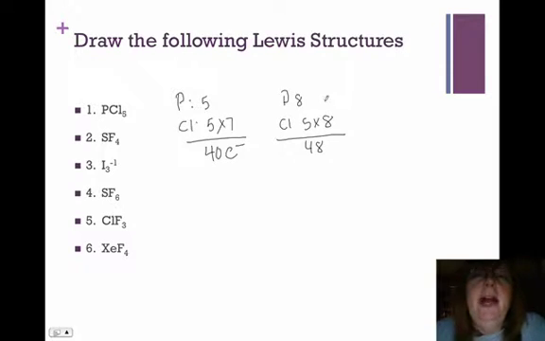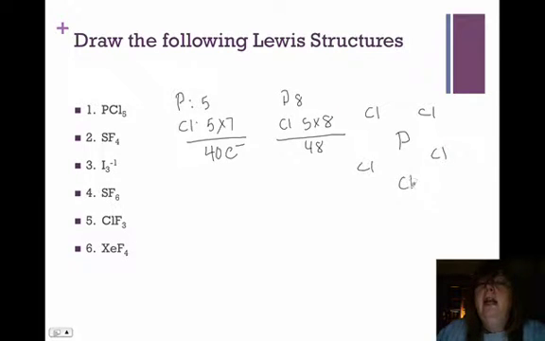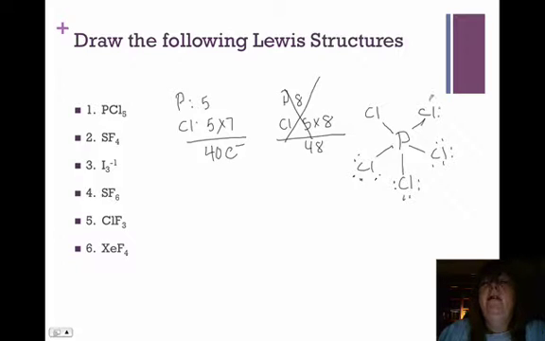If everything had an octet, well, we see here that we would have 4 shared pairs. So we put phosphorus in the middle, and then we're going to put 5 chlorines just kind of evenly spaced around here. And we see that 4 shared pairs is not going to be enough to link all those chlorines to the phosphorus. So more than an octet around our central atom. So we're just going to go ahead and just start drawing. You've got to connect every single atom to the central atom, and then give all the terminal atoms an octet.